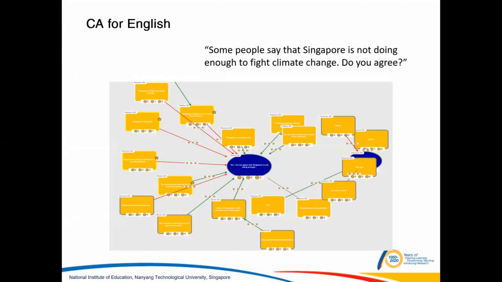Okay, so this is collaborative argumentation for English. This is a very new example. I got this as a screen capture from our AppleTree system today, because today two schools are using AppleTree. One school is using AppleTree for their English language learning.